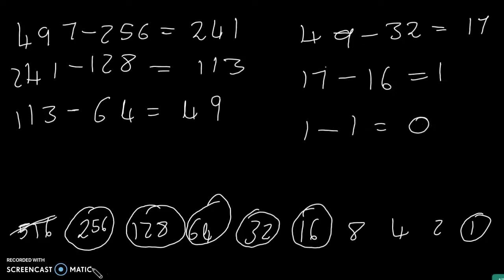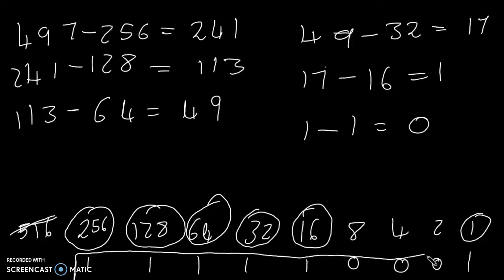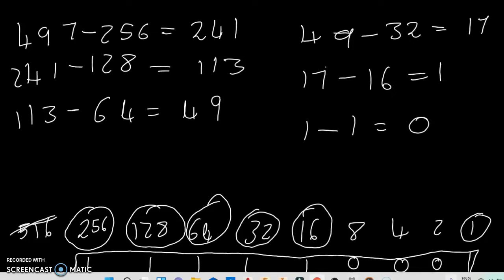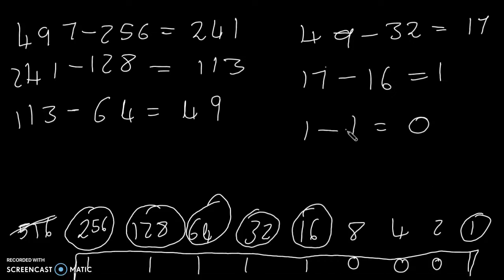Therefore, all the numbers that we've indicated as used in the above calculations, we're going to put a 1 on them. The ones we did not use get a 0. 0, 0, we did not use these 3, then 1 here. Therefore, the binary number for 497 will be 111110001, and that is what we call the subtraction method.